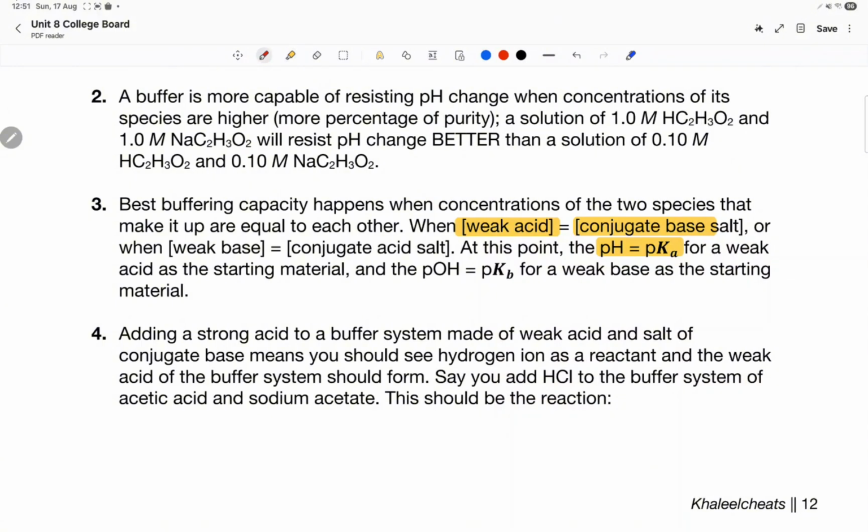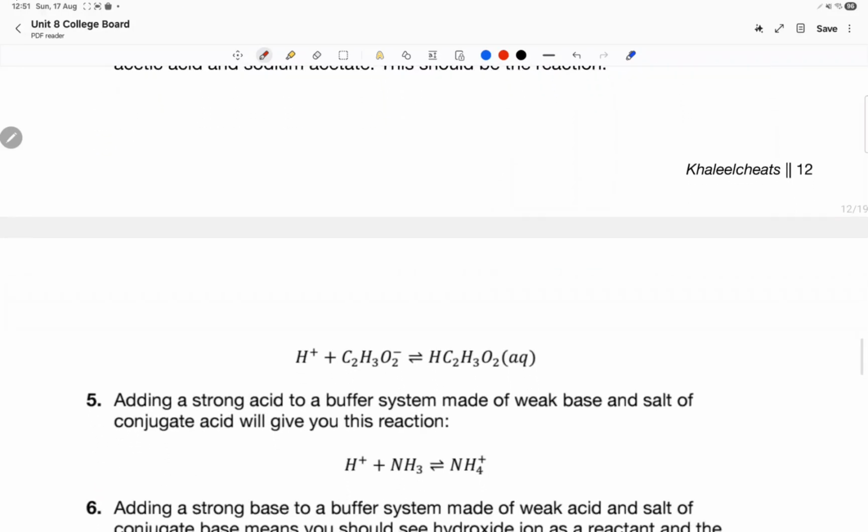Now, when do we say that pOH is equal to pKb? If you're dealing with a weak base. So if the weak base concentration is equal to the conjugate acid concentration, we say the pOH is equal to the pKb. Okay? So you have either pH equal to pKa if you deal with a weak acid, or pOH equal to pKb if you're dealing with a weak base. Kb for base, Ka for acid. Okay.